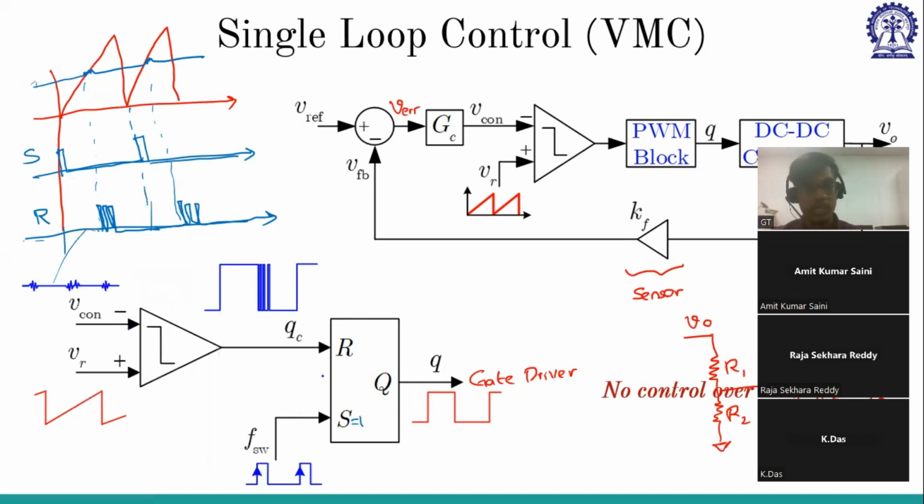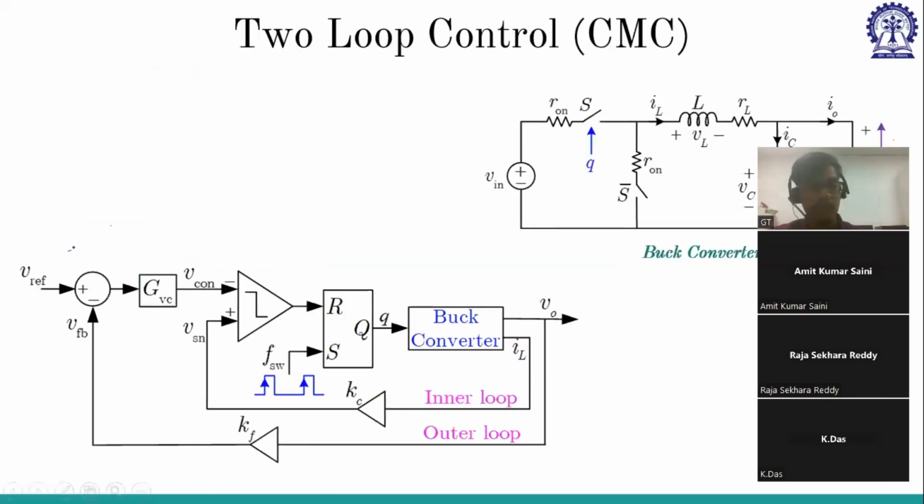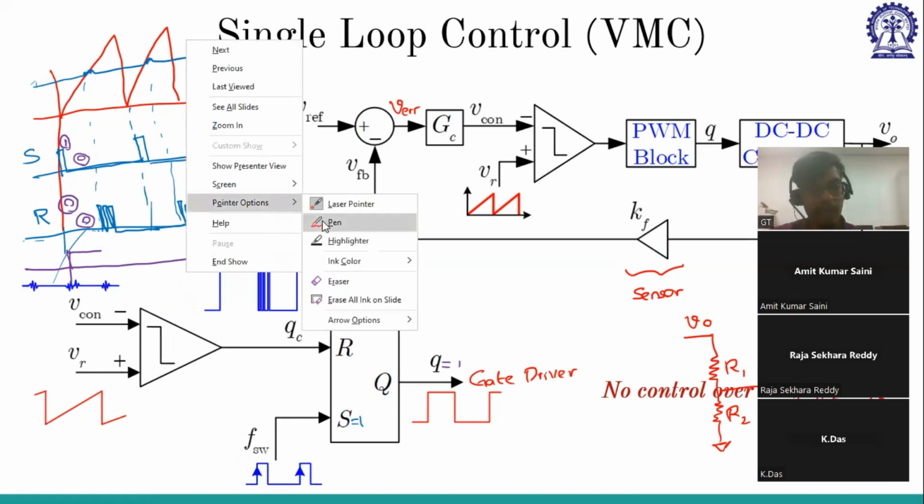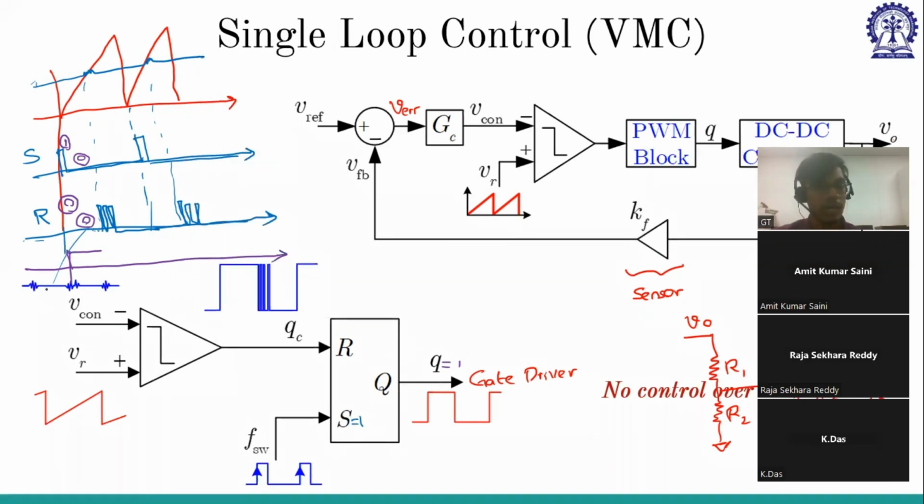Whenever set is 1, at this point the set is 1 and reset is 0. So what will be the output? Q will be 1. Let me draw the Q pulse here. During this region, it will be 1. And in this region, both set and reset are 0. When both set and reset are 0, it will retain the previous value. So whatever value it has here, it will retain the same value. It has a value of 1, so 1 will be retained here.